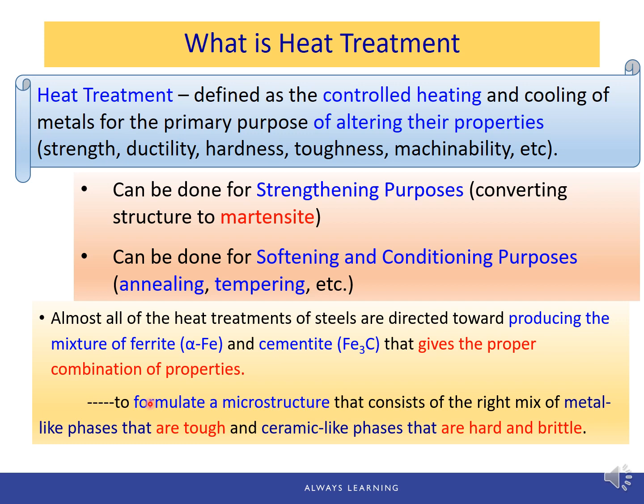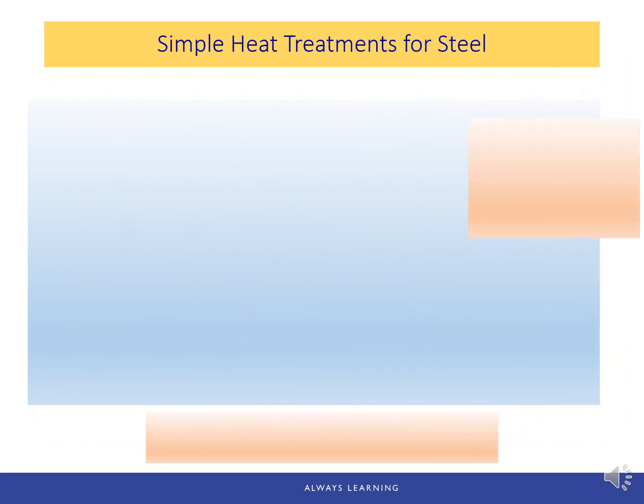Which means we want to formulate a microstructure that consists of the right mixture of metal-like phases that are tough and ceramic-like phases that are hard and brittle. So we will limit our discussion to the heat treatments for steel only, and we will only focus on several simple heat treatments, including stress relief annealing, which is used to eliminate residual stress after hot work.